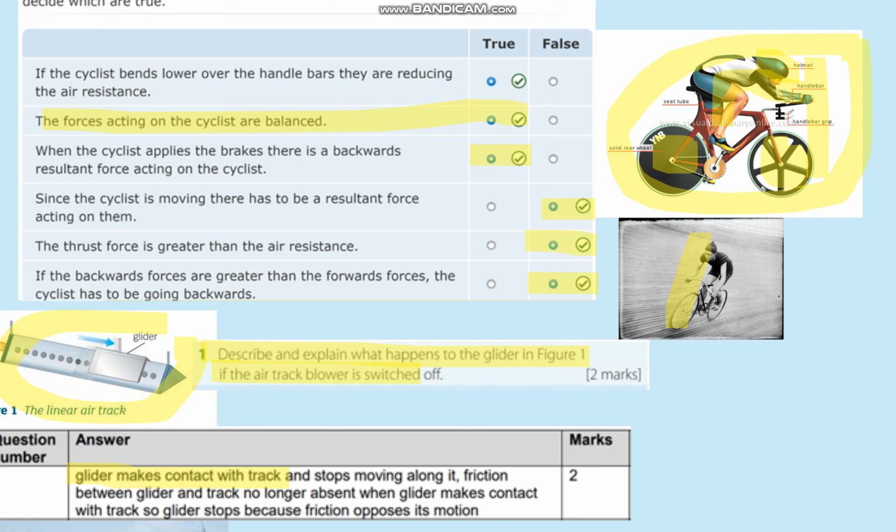So if the air blower is switched off, the cushion of air that the glider is floating on will switch off. The glider will drop onto the track and make contact with it and stops moving along it. Friction is no longer absent. That's a wordy way of saying basically there's going to be friction now because it's dropped onto the track. It's not floating on a cushion of air anymore. When the glider makes contact with the track, the glider stops because friction opposes its motion.